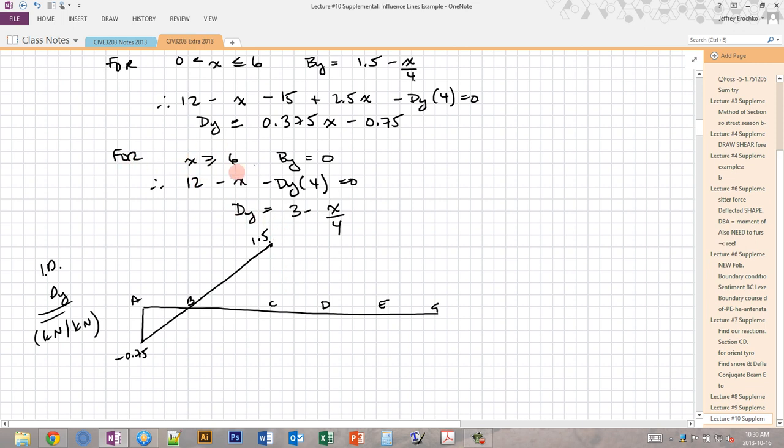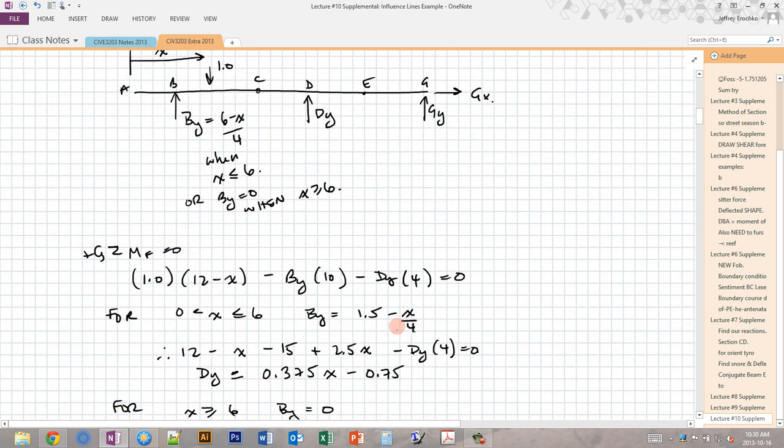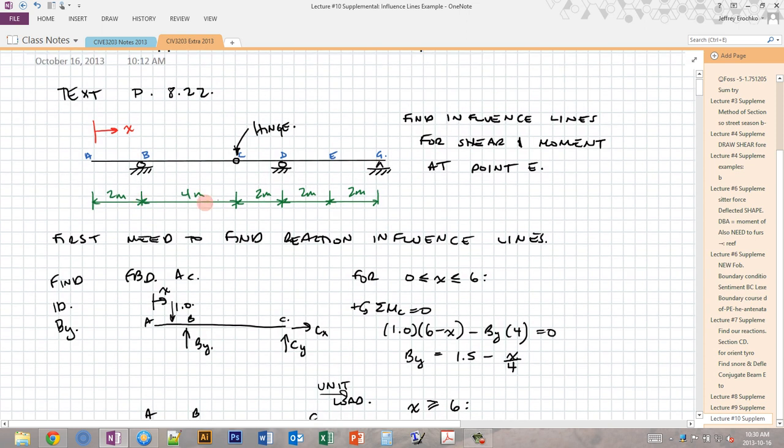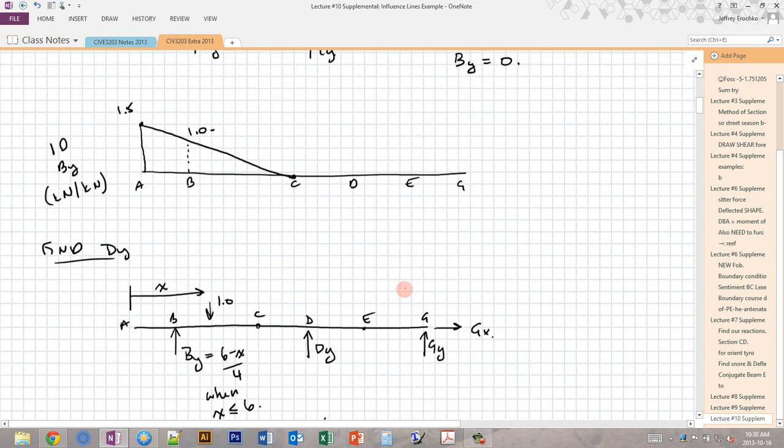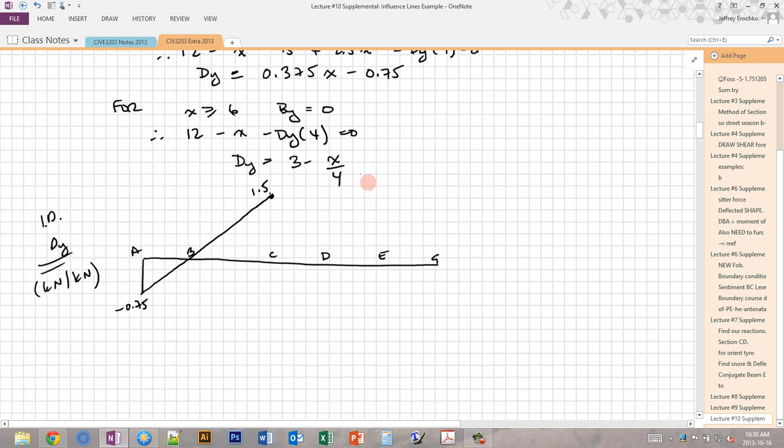And then now at 6, if we look at the other side of C, so when x is greater than or equal to 6, if x equals 6, we get 3 minus 6 over 4, which is also 1.5. So we're in the same location where we start here. And then at the right location, which is x equals 12, at G, we have 12 over 4, which is 3, so 3 minus 3 is equal to 0. So then our influence diagram looks like this. And this is 0 at G.